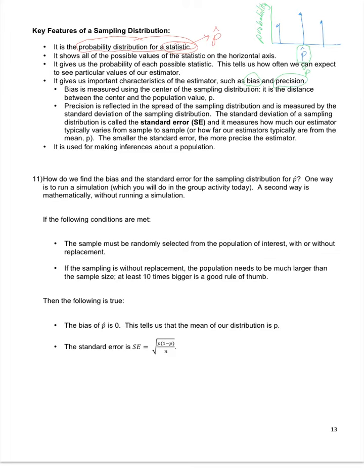Precision is reflected in the spread of the sampling distribution and is measured by the standard deviation of the sampling distribution. Standard deviation of a sampling distribution is called the standard error. Some textbooks still call it standard deviation, but our text is going to switch to standard error. This is very specific. Again, it talks about the spread in your sampling distribution. So it measures how much your estimator typically varies from sample to sample, or how far estimators typically are from the mean p. So the smaller the standard error, the more precise the estimator.